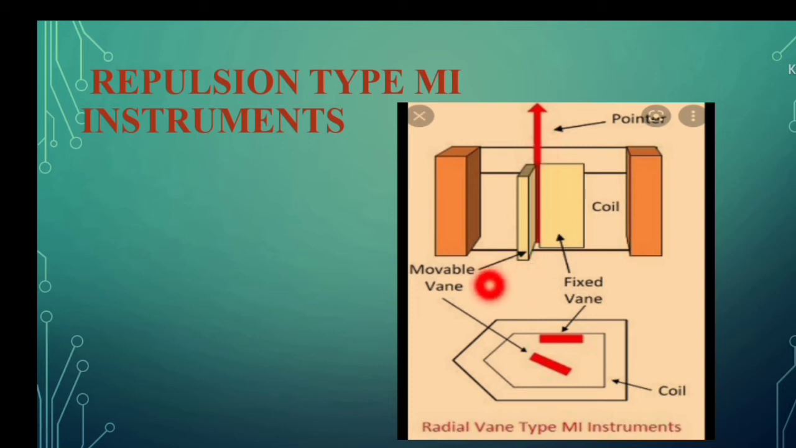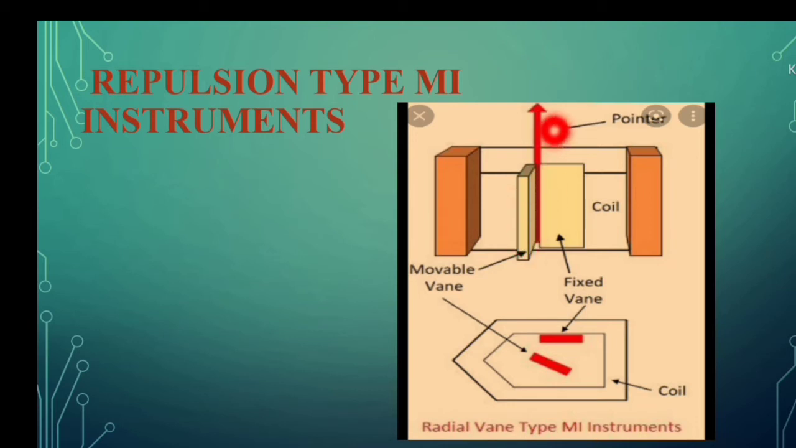Based on the movement of this movable iron piece due to the repulsion, that is, these two iron pieces are with the same polarity, and when they are placed in the magnetic field they get repelled away. Because we all know that magnets, iron pieces with different polarity will be attracted, and with the same polarity they will be repelled away. Based on that concept, this movable vane will be repelling from the fixed vane. So due to that there will be some movement of this movable vane.